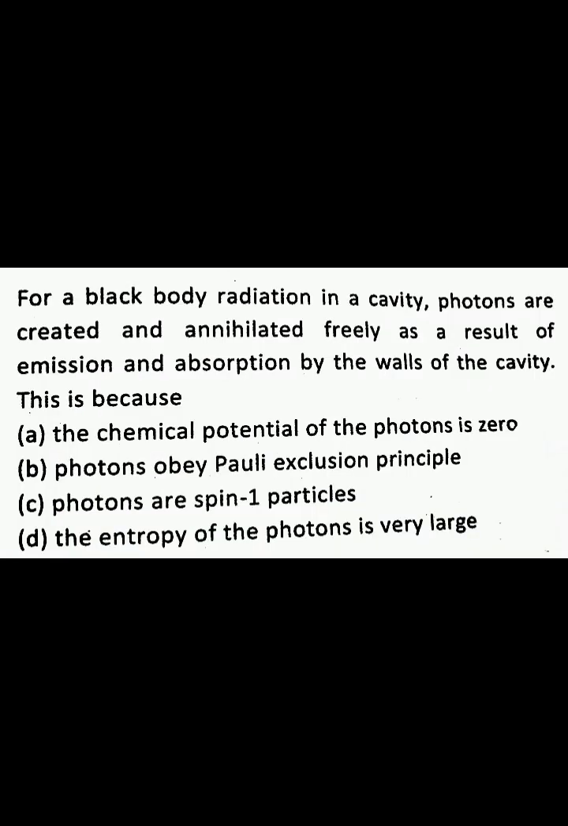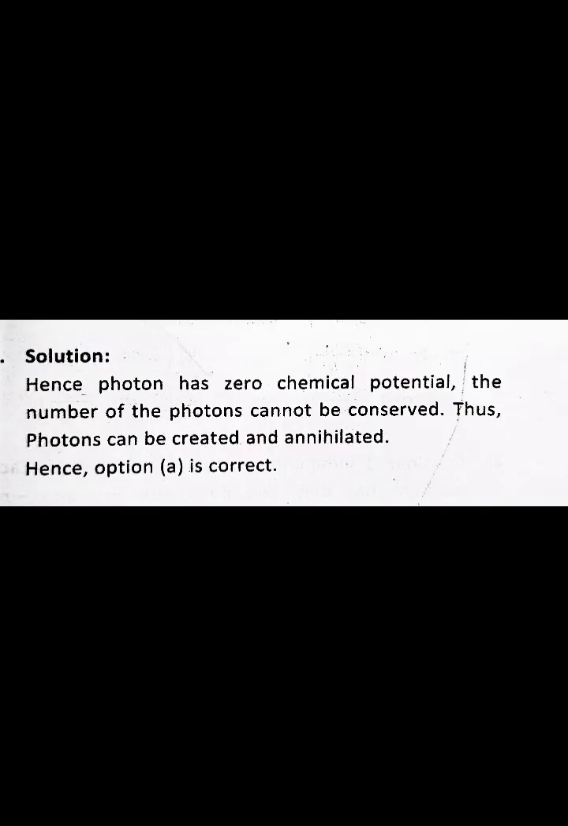The next question is, for a black body radiation in a cavity, photons are created and annihilated freely as a result of emission and absorption by the walls of the cavity. This is because photons have zero chemical potential, so the number of photons cannot be conserved. Thus, the photons can be created and annihilated. So the answer is option A.